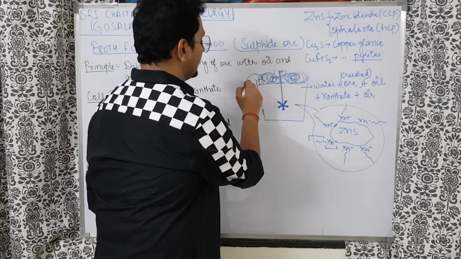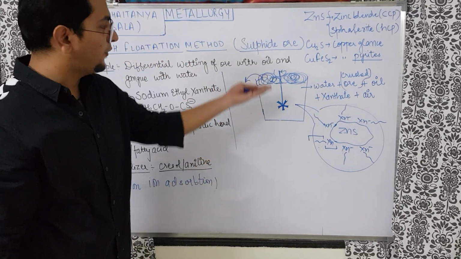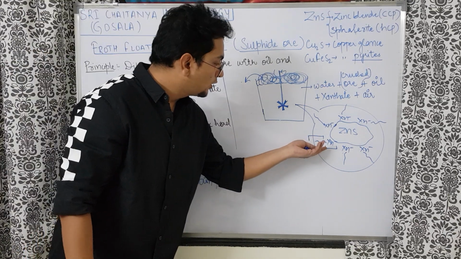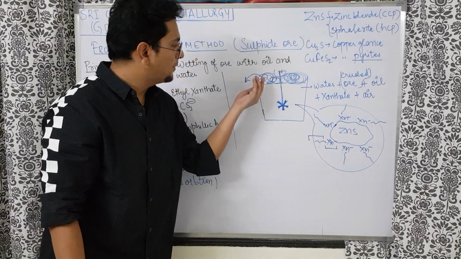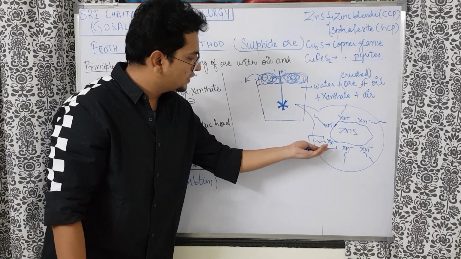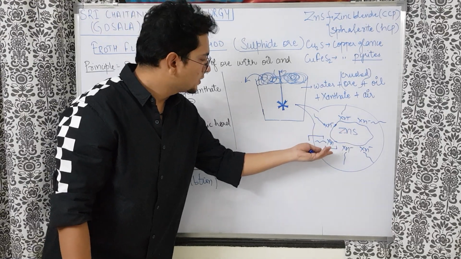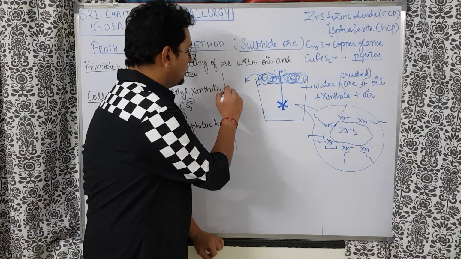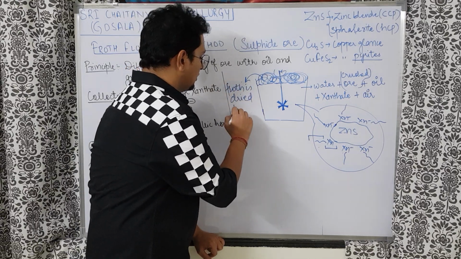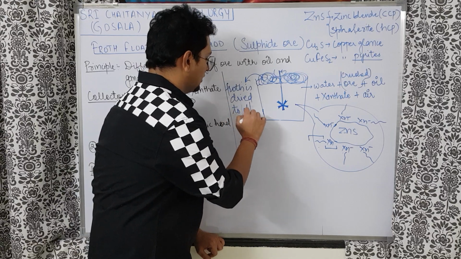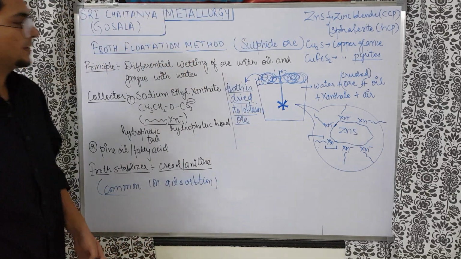So here you will get the froth, and in this froth you will have the ore also. Why was this froth formed up here? Because the hydrophobic end wanted to be in the air and the hydrophilic end wanted to be in the water, so they came to the surface. But along with them, because they are stuck to ZnS due to common ion adsorption, ZnS also came up. So this froth is dried to obtain the ore. This is how the froth flotation method is carried out.